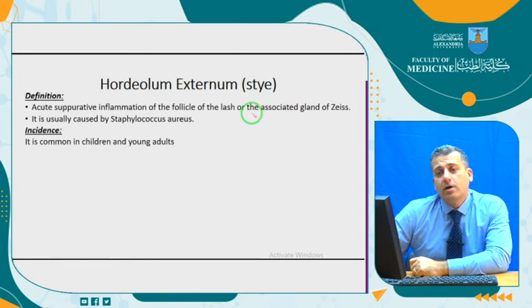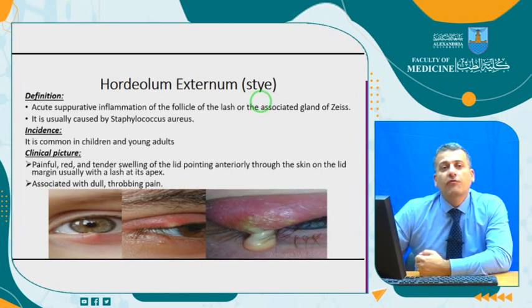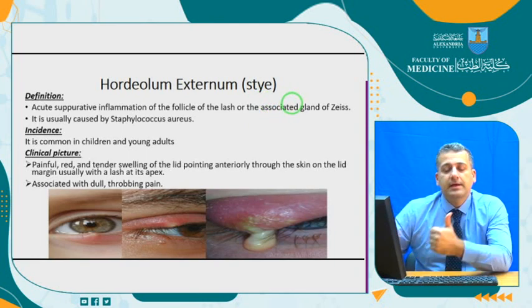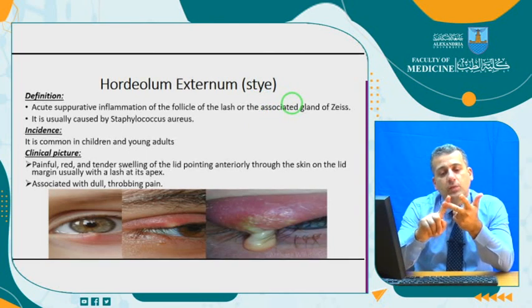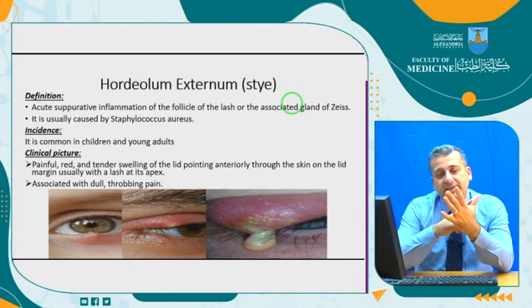The organism is usually Staphylococcus aureus. Incidence: it is very common in children and young adults. How can we describe the clinical picture? It is an acute inflammation. We know from pathology that inflammation is defined by redness, hotness, swelling, pain, and loss of function. So if we're going to say inflammation, we have to fulfill these items.